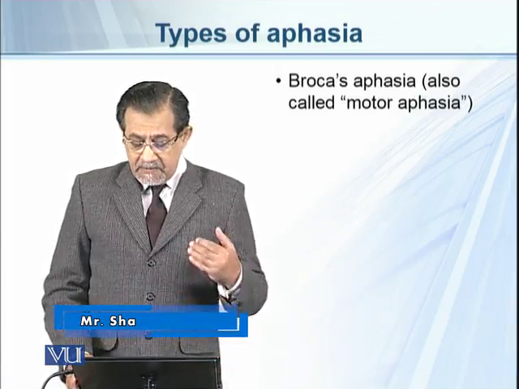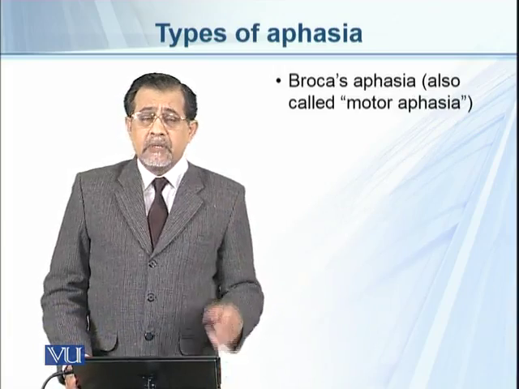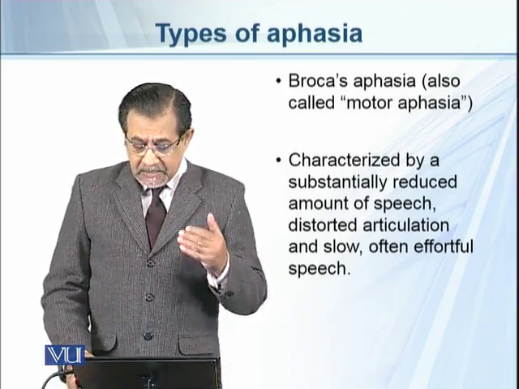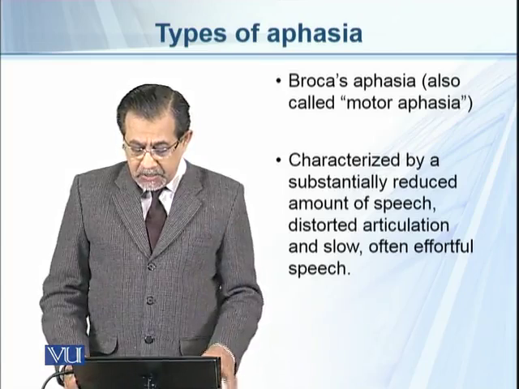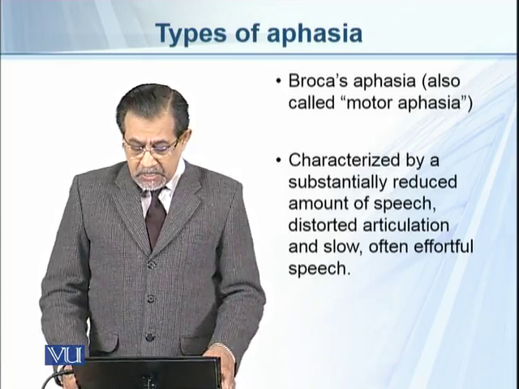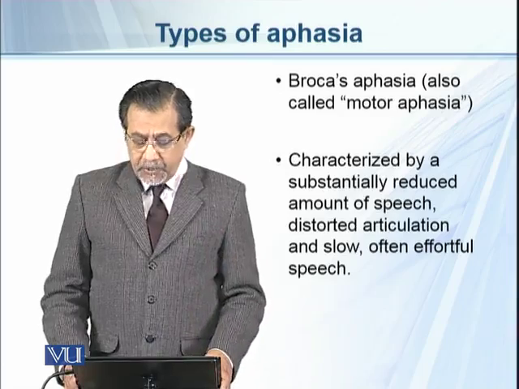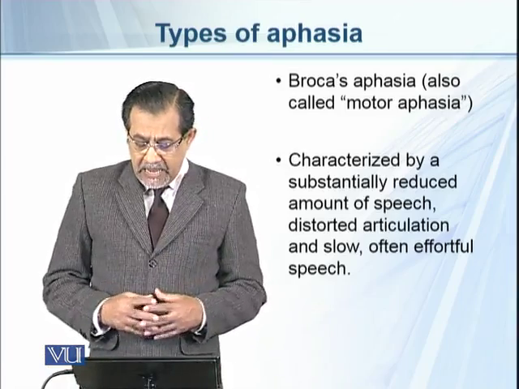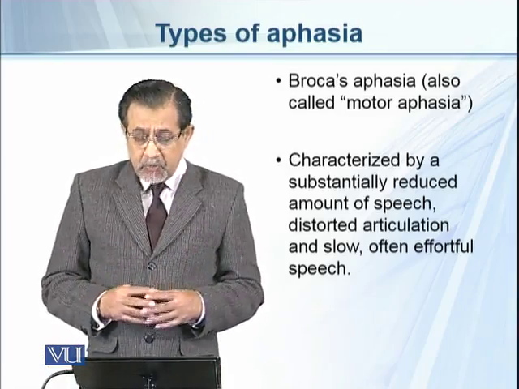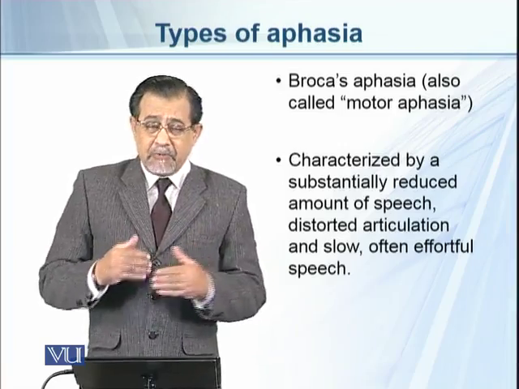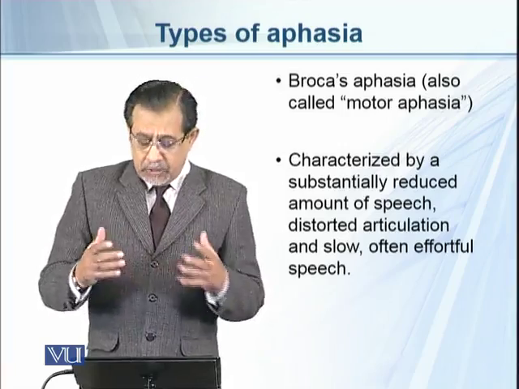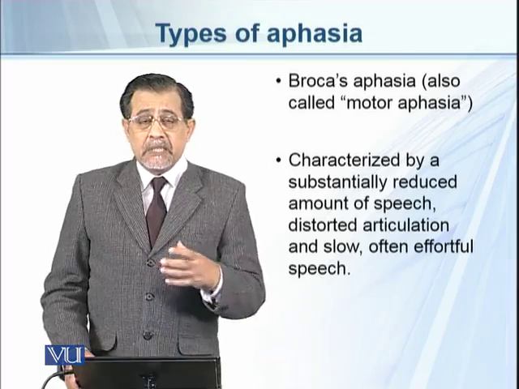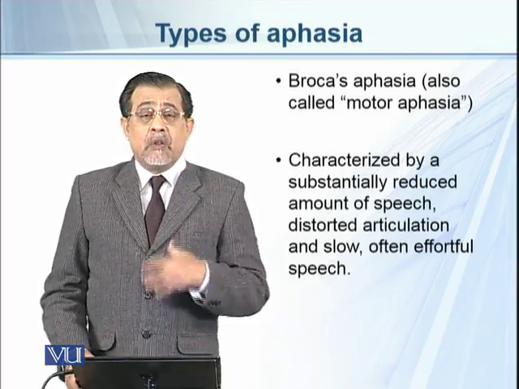For example, we have Broca aphasia, also known as motor aphasia. It is characterized by a substantially reduced amount of speech, distorted articulation, and slow, often effortful speech. So a person suffering from this type of aphasia will have little speech, and his speech will be distorted. It will be slow. There will be hesitation, and it will be effortful speech. The person with this type of aphasia will speak with a lot of effort.